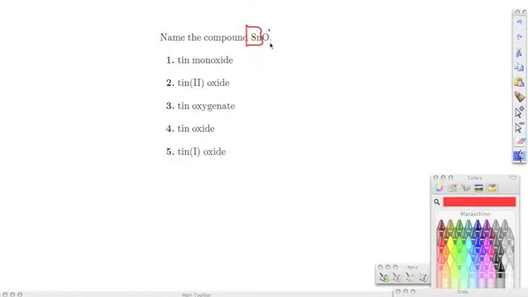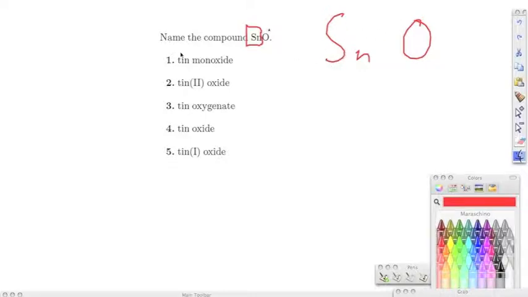Okay, so we look at Sn. Sn is to the left of the stair step, so I know that Sn is a metal. So I know that this is going to be an ionic compound. Okay, so we have SnO. Now, it's very simple when we name an ionic compound. The very first part is just going to be tin.